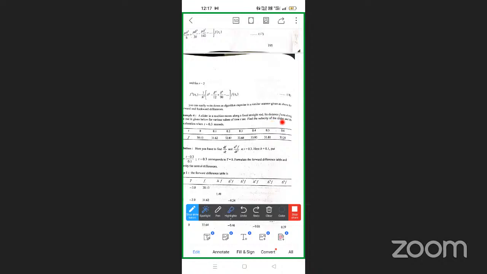Velocity is v = dy/dx, the first derivative. Acceleration, denoted by a, is a = d²y/dx², the second derivative. We have to find the first derivative and second derivative at the time t = 0.3, which gives the velocity and acceleration at that time.